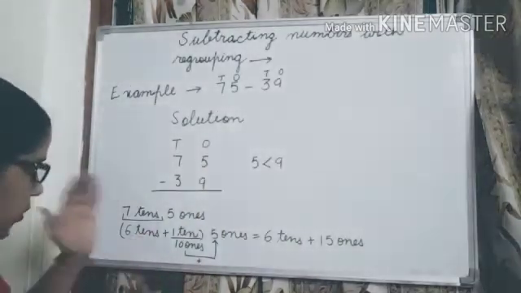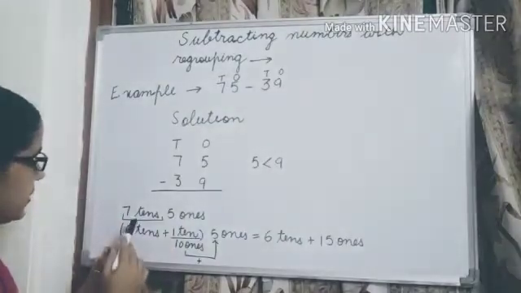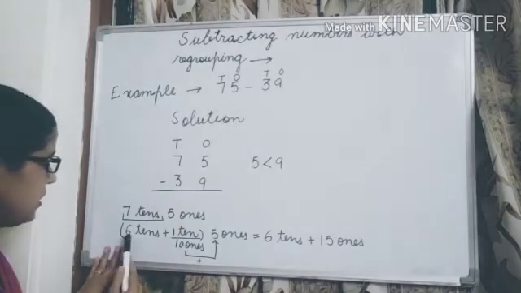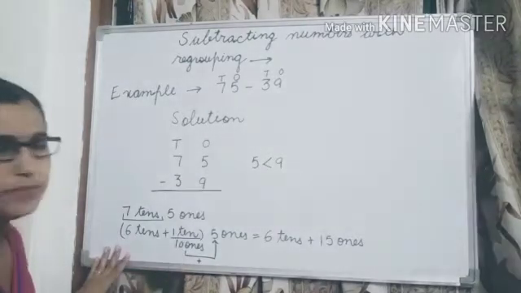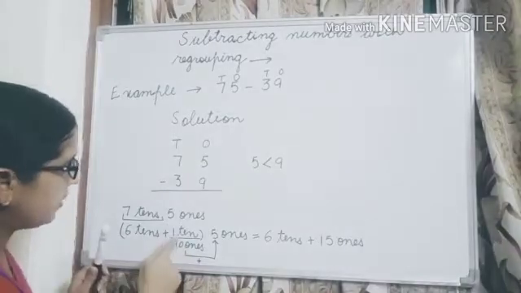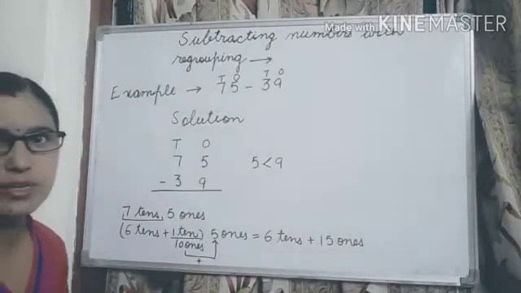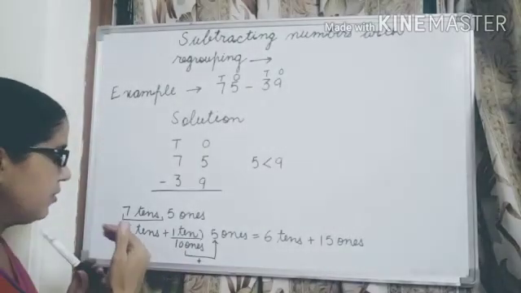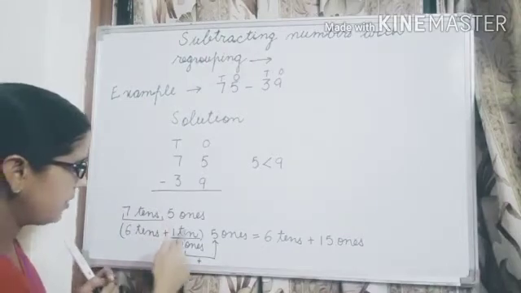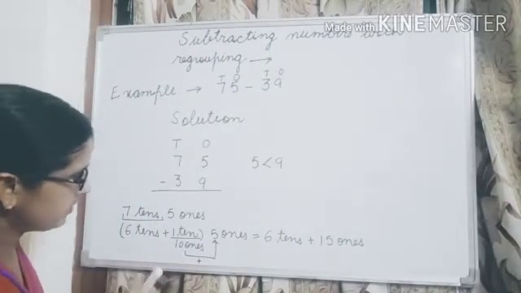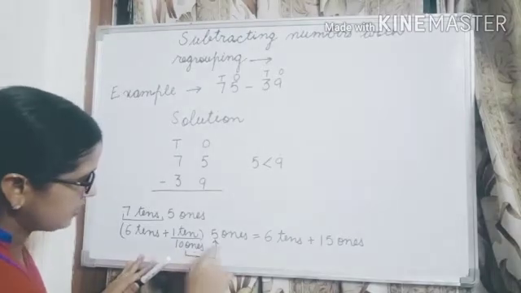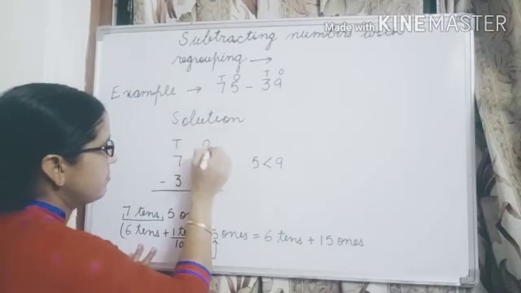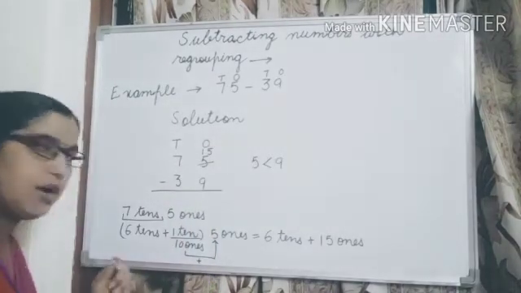Then what will we do? It will be done like this. 7 tens, 5 ones. These 7 tens will be written like this: 6 tens plus 1 ten. And we know that 1 ten is equal to 10 ones. These things we have done in our chapter number 1, that 10 ones is equal to 1 ten. Then now how many ones are there? 10 ones plus 5 ones. How many ones are there? 15 ones. Now we can subtract easily.